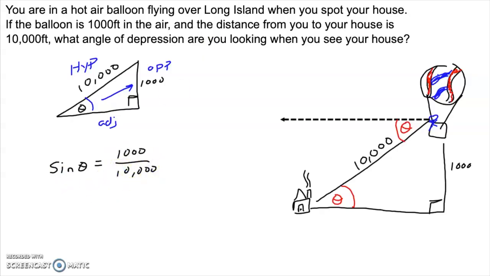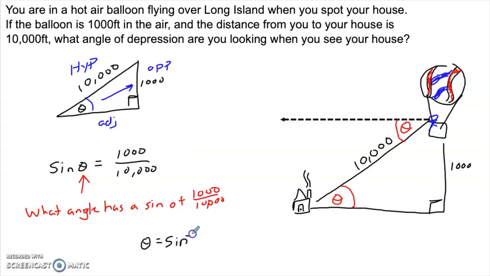So this is a true statement, but it is not terribly helpful because what I need to know is what's the angle that has a sine that is 1,000 over 10,000. That's an easy question to answer as long as we have a calculator handy. Theta equals inverse sine, so sine to the power of -1, of 1,000 over 10,000. To get that, again, you hit the second button and then the sine button, and you'll get that that angle is approximately 5.739, and that's pretty much all there is to angles of elevation and angles of depression.